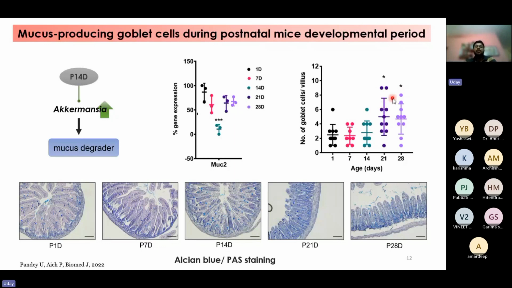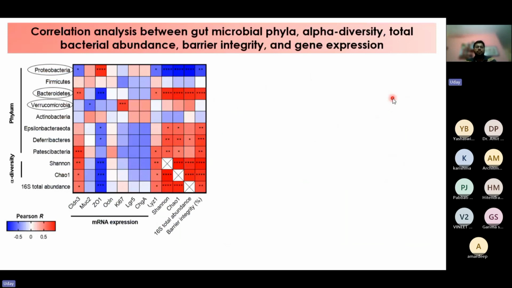Then we did a correlation matrix analysis to see whether there is a correlation between the microbial phyla and the major intestinal development parameters that we observed. We found that Proteobacteria is negatively associated with the markers, while Bacteroidetes and Firmicutes are positively associated. Bacteroidetes are positively associated with the claudin 3 marker, and Verrucomicrobia is positively associated with the proliferation marker.